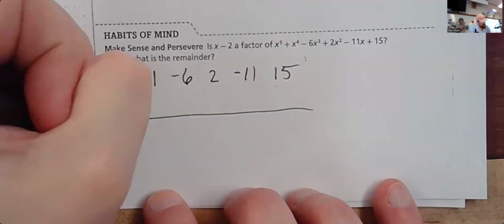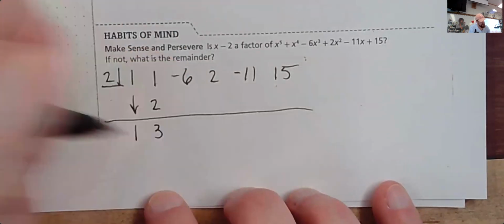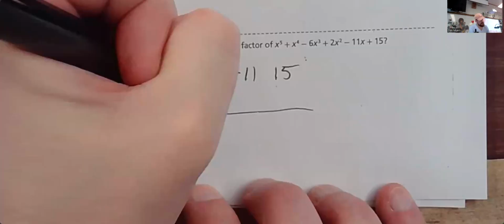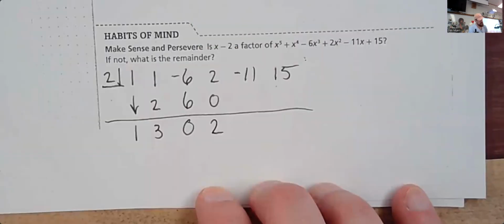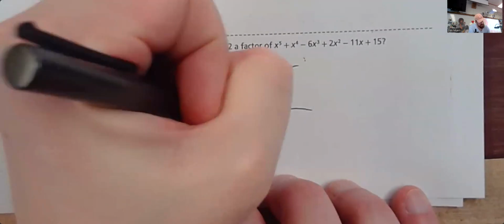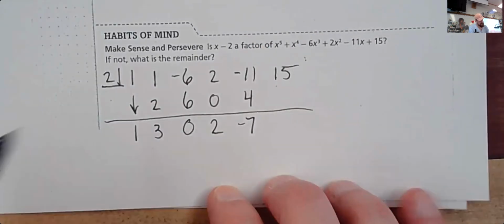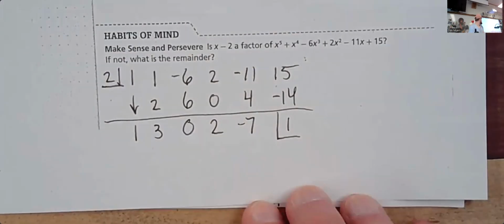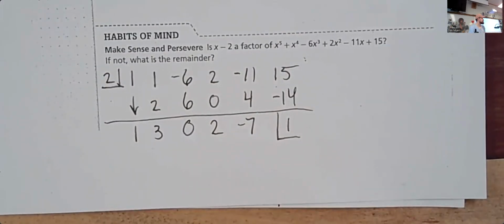Bring down the 1. 1 times 2 is 2. 2 plus 1 is 3. 2 times 3 is 6. -6 plus 6 is 0. 2 times 0 is 0. 0 plus 2 is 2. 2 times 2 is 4. -11 plus 4 is -7. 7 times -2 is -14. We got a remainder of 1. It's not a factor. So, not a factor.